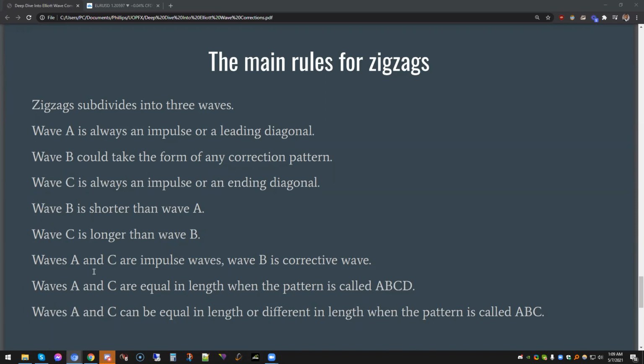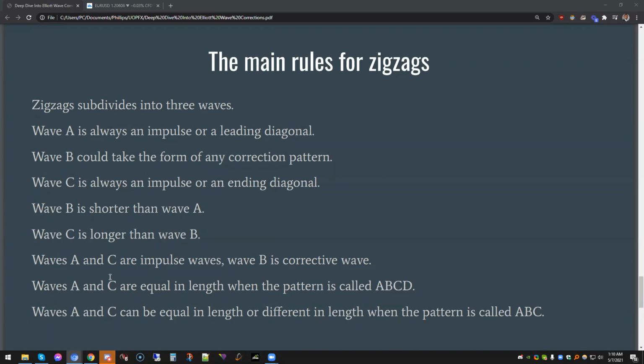Now, wave A and wave C are generally impulse waves. If you remember what an impulse wave is, it's typically where the price moves in a very aggressive manner, and generally we are able to subdivide that into 5 waves. So wave A and C are generally impulse waves. Wave B is generally a corrective wave.